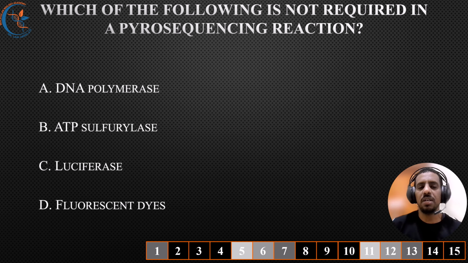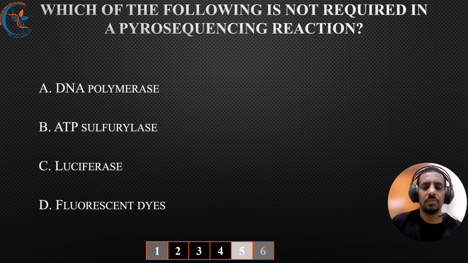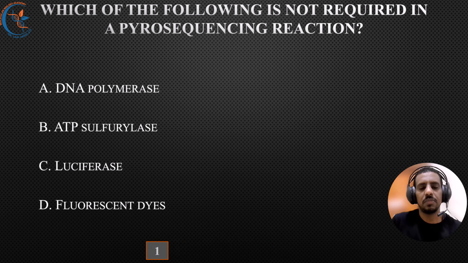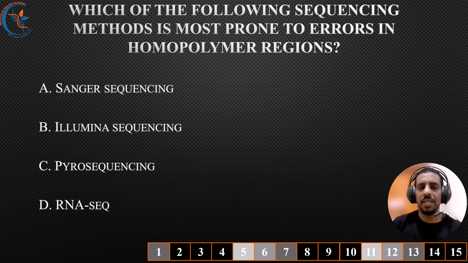Which of the following is not required in a pyrosequencing reaction? The correct answer is fluorescent dyes. Actually, fluorescent dyes are not used in pyrosequencing. In pyrosequencing, detection is based on enzymatic light production. Okay, let's move on.